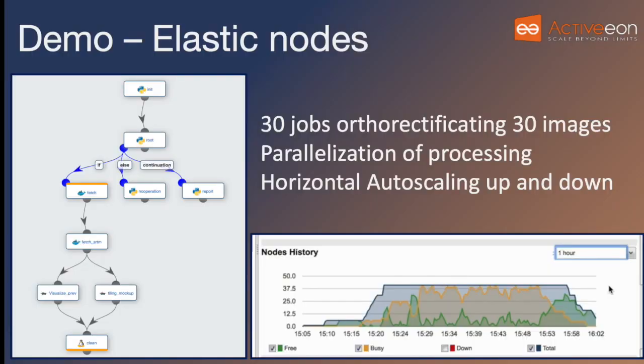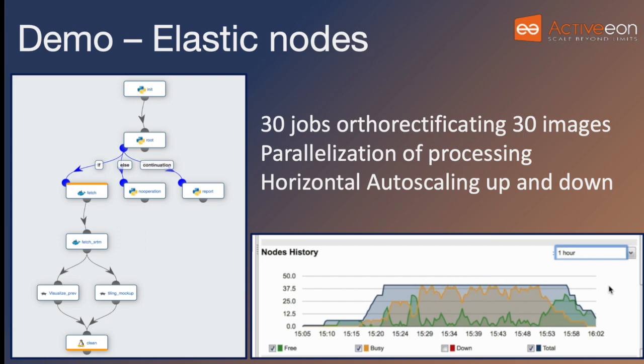Our demonstration will start 30 jobs of orthorectification on 30 different images. All the processes will be done in parallel, and we will visualize on the Resource Manager a horizontal autoscaling that is based on the actual load in the scheduler.